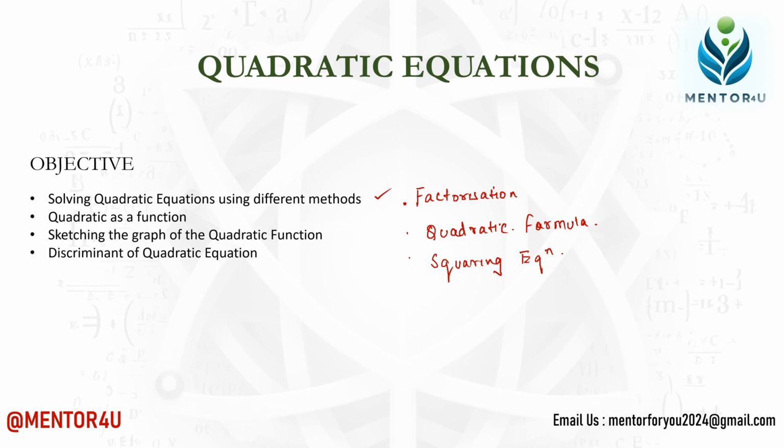There are different possible graphs of a quadratic equation. They are parabolic: an upward parabolic curve and a downward parabolic curve. We'll learn about that. Then at the end, we will be learning about the discriminant of a quadratic equation and how the discriminant helps in sketching the quadratic equation. All right, so let's start with the topic.